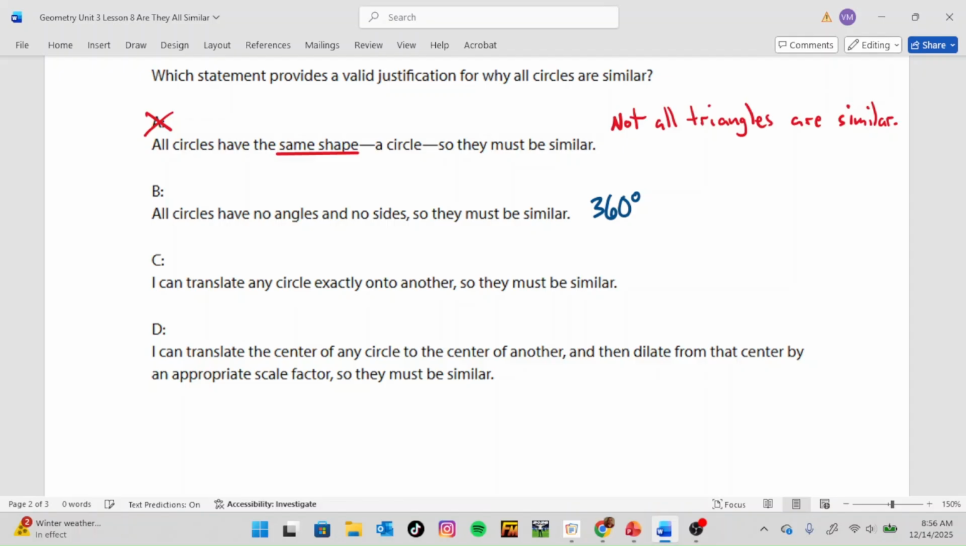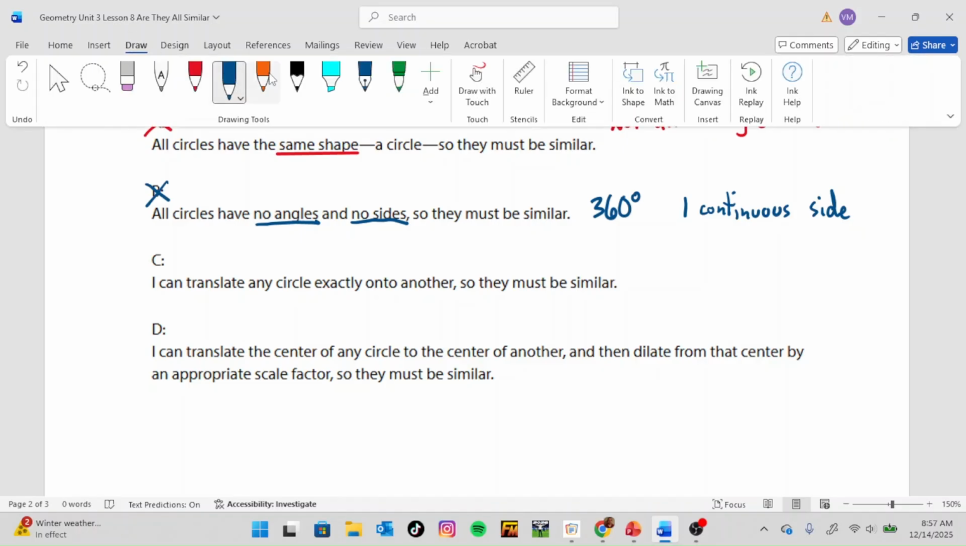And to say that they have no sides, they wouldn't exist if they didn't have a side. They do have one continuous side. So this statement that they have no angles and no sides just isn't true. A circle has 360 degrees and it has one continuous side. Therefore, B cannot be the correct answer.